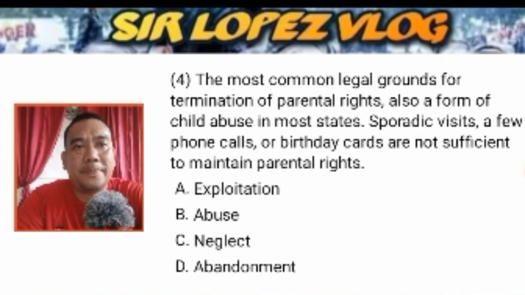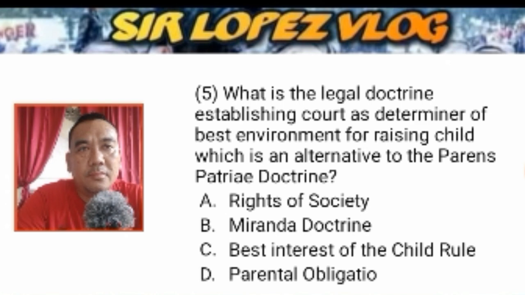Number 5. What is the legal doctrine establishing court as determiner of best environment for raising child, which is an alternative to the parens patriae doctrine? A, rights of society. Letter B, Miranda right or Miranda doctrine. Letter C, best interest of the child rule. Or letter D, parental obligation.